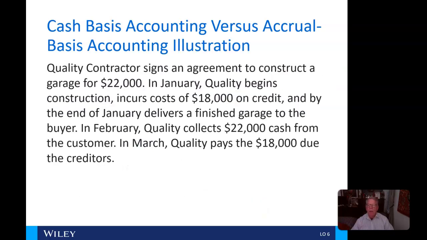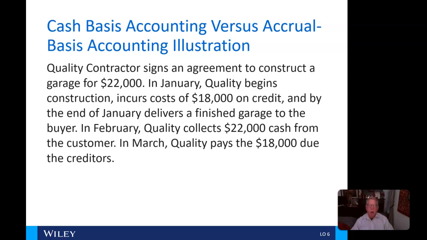All right, let's look at this. Quality contractor signs an agreement to construct a garage for $22,000. In July, it begins construction. It incurs costs of $18,000 on credit, and by the end of January, delivers a finished garage to the buyer.